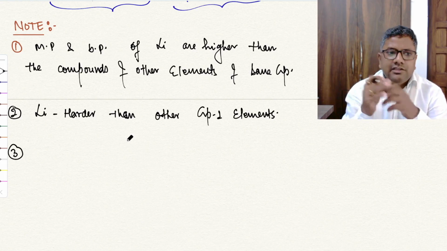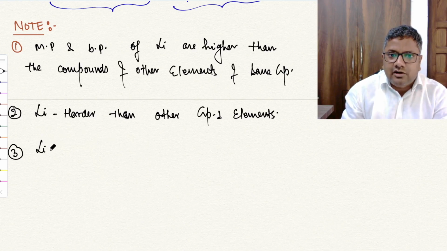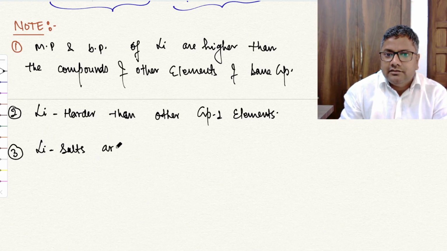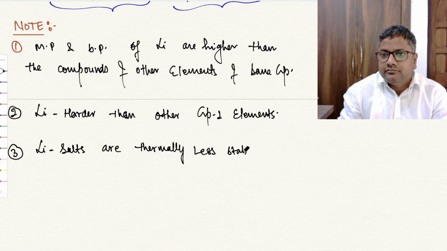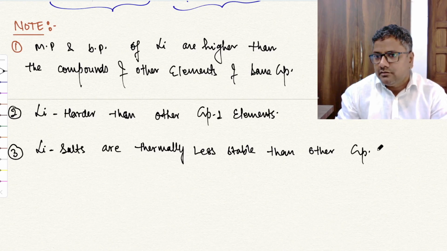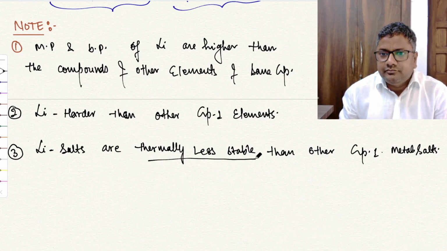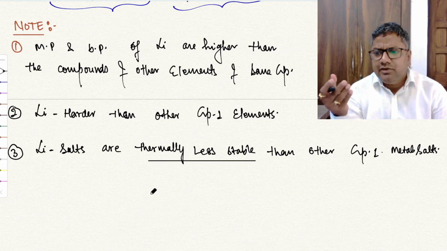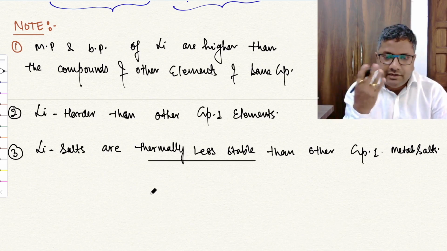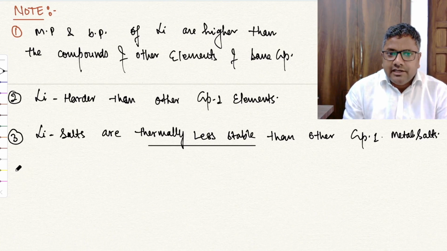And you know, lithium salts are thermally unstable, right? Already discussed this point, but just revision. So lithium salts are thermally less stable than other group 1 metal salts, right? So salts and hydroxides all are thermally less stable. Clear? A few exceptions are there, like fluorides, which I have already discussed. So I am taking only the points of difference which I have not discussed yet.